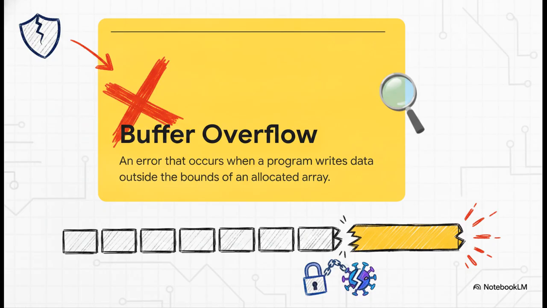So if you try to access the 15th item in a 10-item array, the program just blindly writes data outside the allocated memory. This is what we call a buffer overflow, and it is a catastrophic vulnerability. Hackers actively look for these to crash systems and inject malicious code. So always check your array bounds.